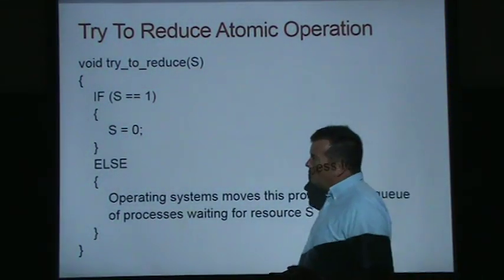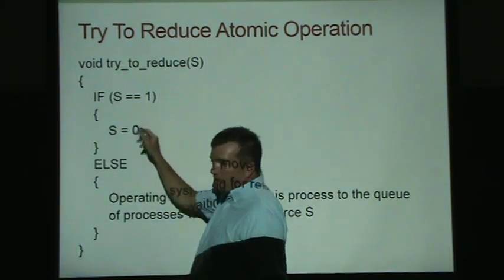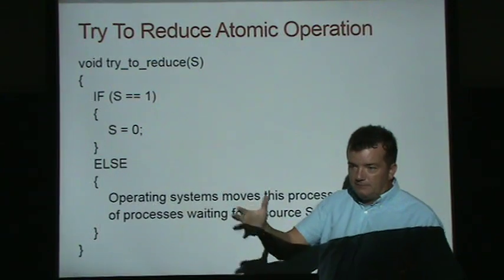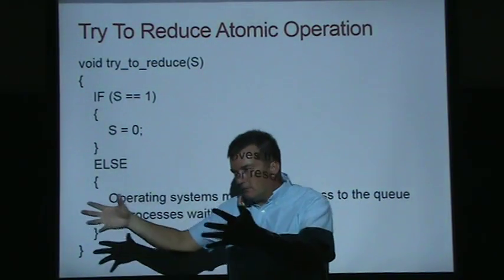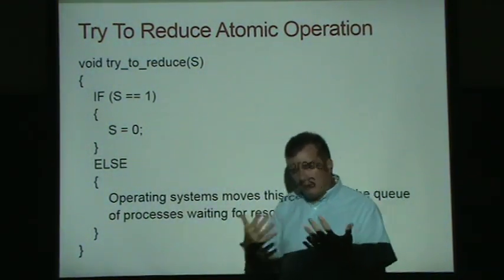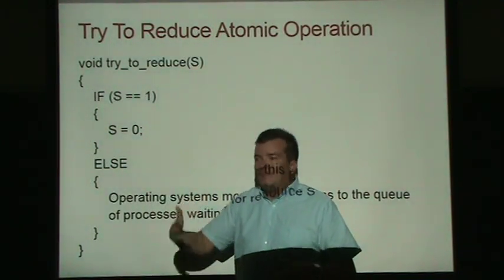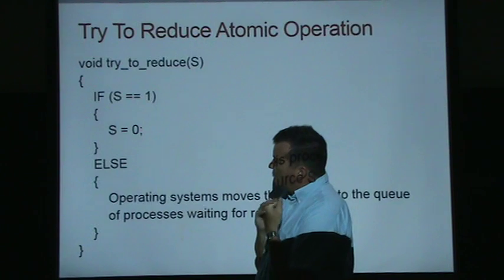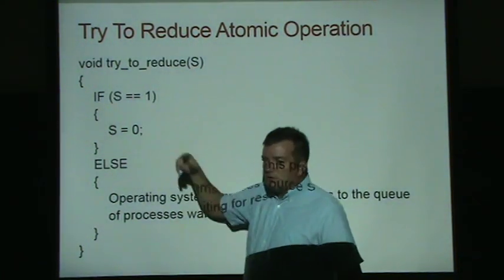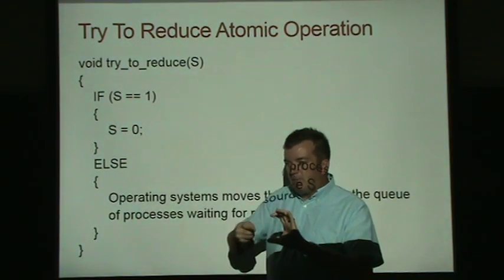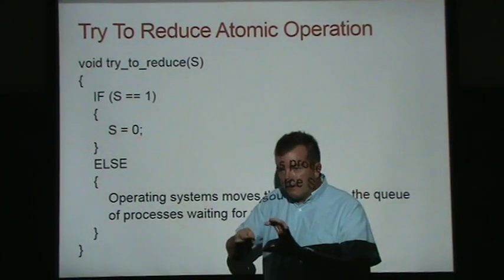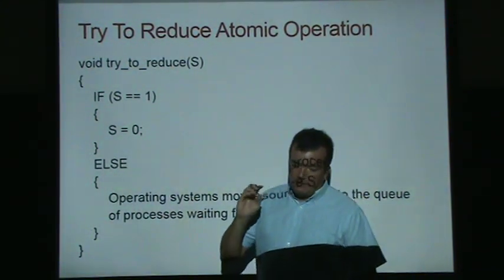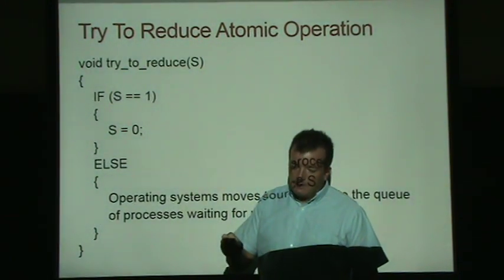If the value is not 1, meaning it's 0, that means somebody beat us to it. Somebody got the printer before we came along and asked for it. So what does that mean? Well, we have to wait for them to finish, then we can start printing. So what will the operating system do? Will it allow us to stay on the processor and just keep asking, is it available? Is it available?